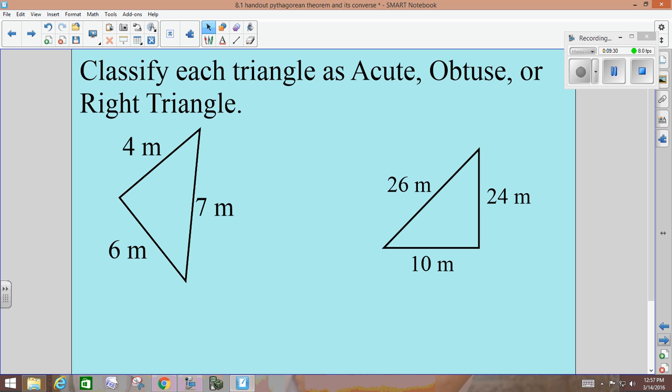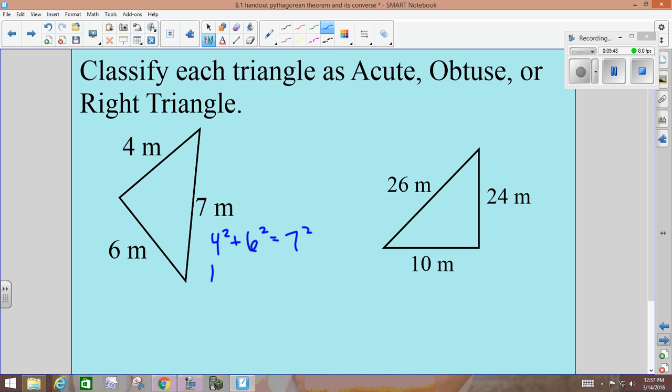7. Good. You're always going to put the biggest value in for c, because in the real theorem, c represents the hypotenuse, which is your biggest side. When we're unsure, you're still going to put the larger one in there. So then I have 4 squared plus 6 squared equals 7 squared. And then you simplify it out.